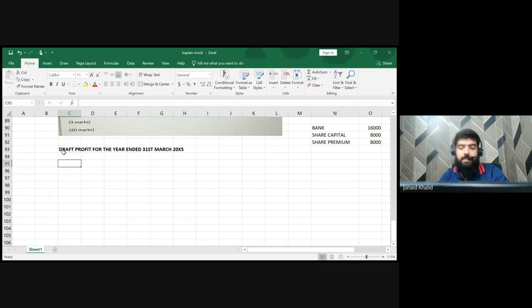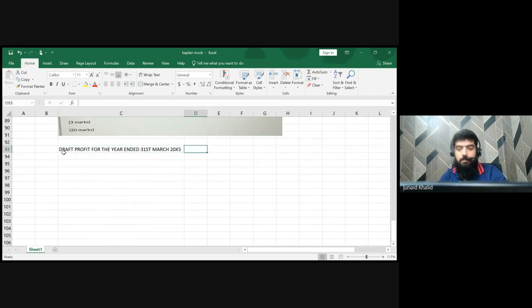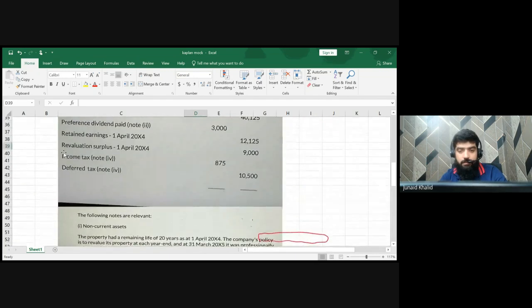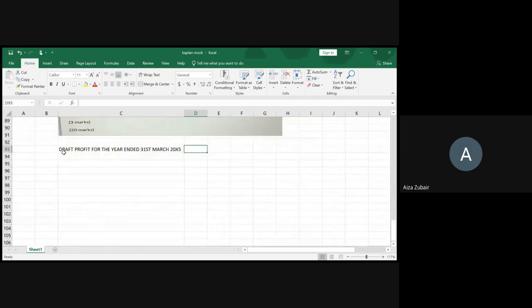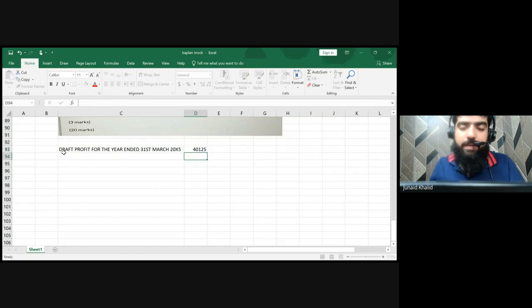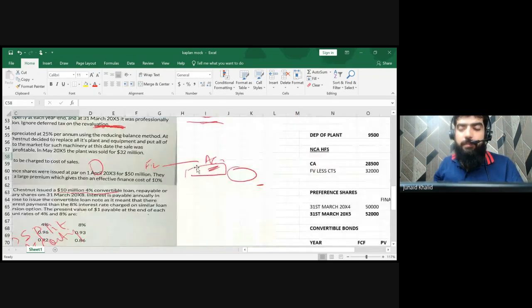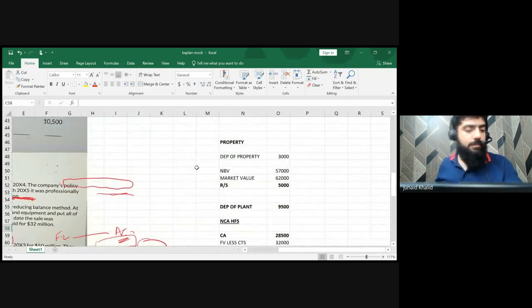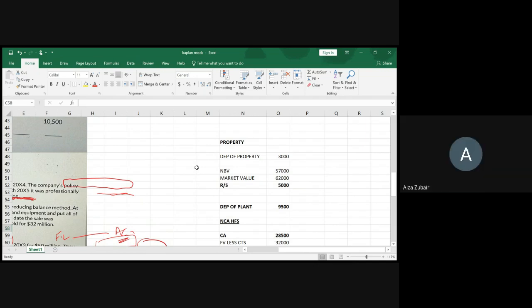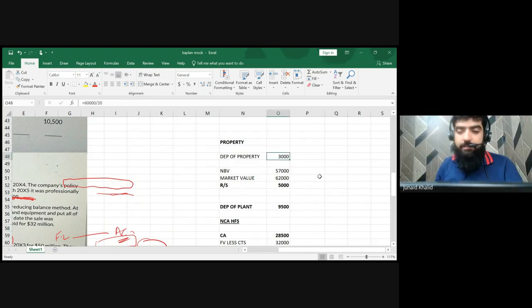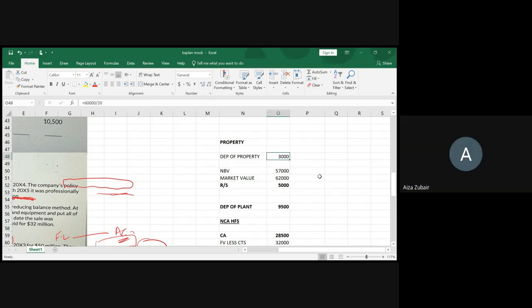Now, first thing, how much profit was there? 40,125. Now, what we have to do, we need to make an adjustment. First of all, starting from the beginning, what we need to adjust? Yes, Aiza. The depreciation. Very good. Depreciation of the property 3,000. And depreciation of the plant 9,500.